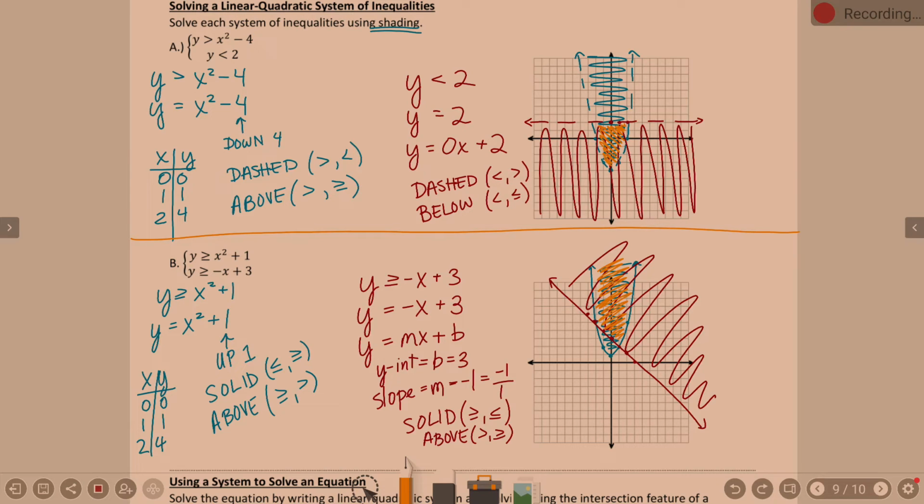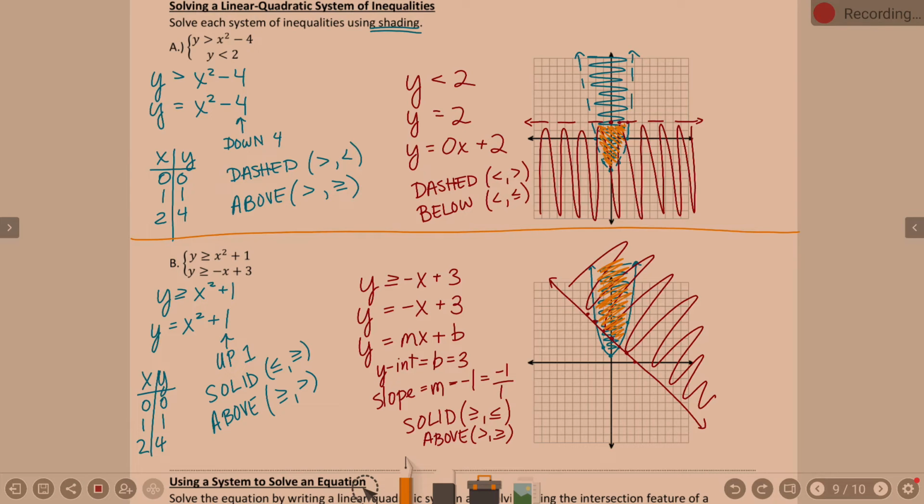Okay. At the bottom of the page, it says using a system to solve an equation. Notice there's only one equation given in A and one equation given in B. And it says to solve this equation by writing a linear quadratic system of equations and solve it using, officially, the intersection feature of a graphing calculator. We're actually going to use Desmos to do this.